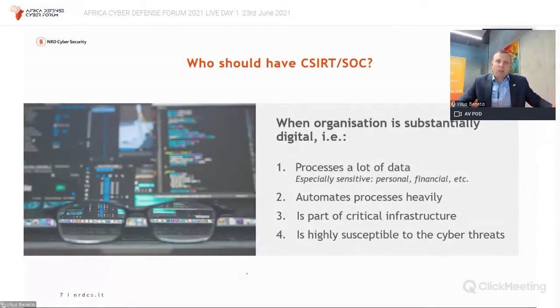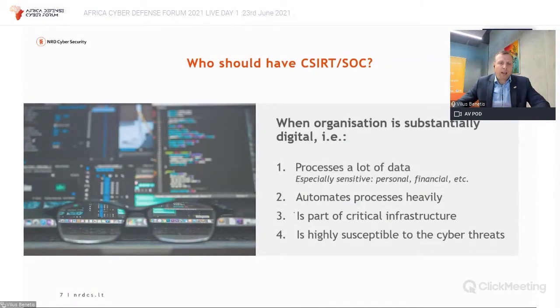So, okay, the reasons why we need to build, but now who should have one? Because maybe I believe I have a reason, but maybe I do not satisfy particular requirements. The requirements, how I see it, are that teams and organizations are substantially digital. That means either we process a lot of data, and all of our organizations process more and more data, especially if the information is sensitive, personal, financial, and so on, or we automate processes heavily, from manufacturing to logistics and other areas, or maybe utilities, energy. If you automate processes, then they can be digitally attacked or disturbed. That's why you need a team which is monitoring security as well as running incident response.